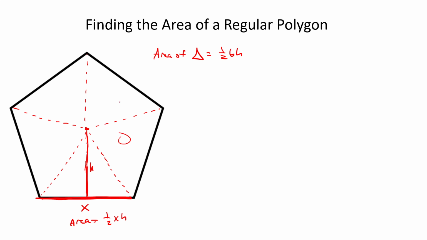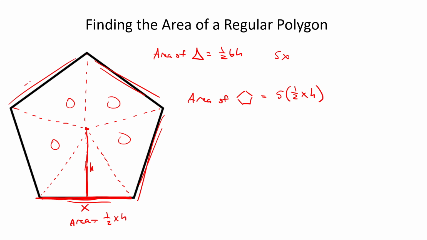But then think about it. There are really 5 identical triangles. So the area of the pentagon would be 5 times that. And another way to express that, if we do 5 times x, well, x is a length of a side. So 5 times x would be finding all the sides, better known as the perimeter. So we could even simplify this formula. If we let P equal the perimeter, we could say it is 1/2 times 5 times x, which is just the perimeter, times the height of that triangle.